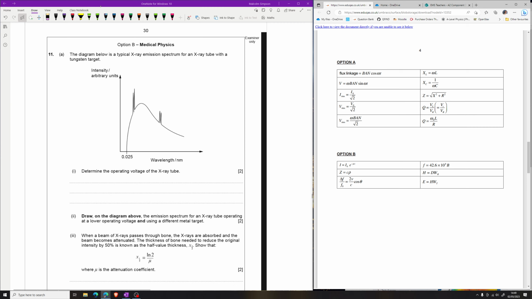this is an X-ray emission spectrum for an X-ray tube with a tungsten target. X-rays are created by basically chucking electrons at a chunk of metal, and they emit X-rays as they decelerate into the metal. You do get these funky spikes that are to do with the electron configuration of the metal that it impacts. Yeah, so determine the operating voltage of the X-ray tube.